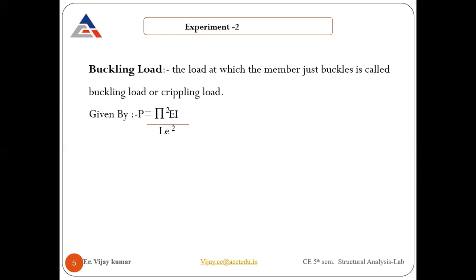So the failure of a long column will happen primarily due to buckling. A medium column can fail due to buckling as well as crushing, and a short column fails due to crushing only. So these are the things we need to keep in mind. That part is the theoretical fundamental. Now we have to see the relation that we need to use analytically to find the buckling load or crippling load or crushing load, as you can generally call it.